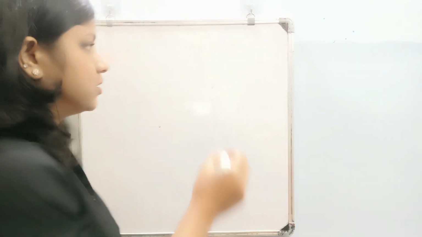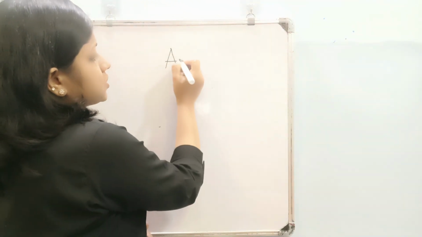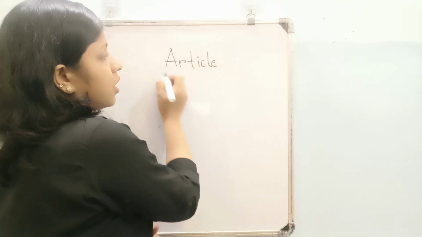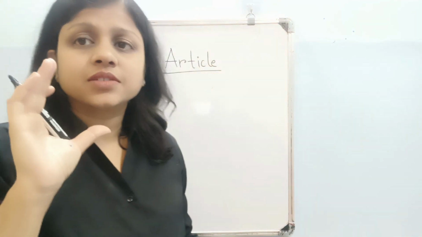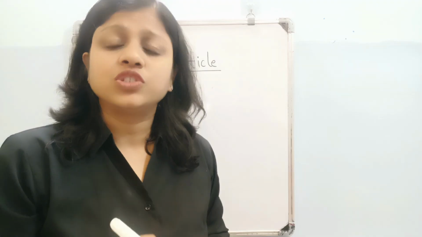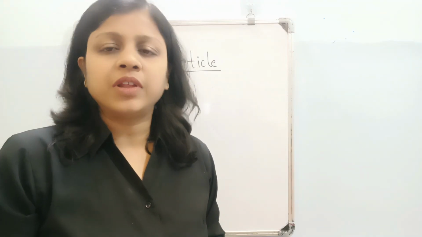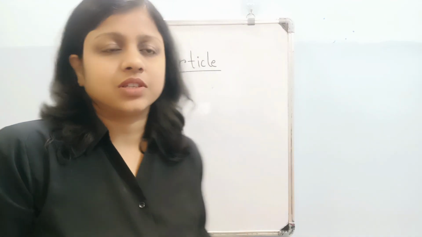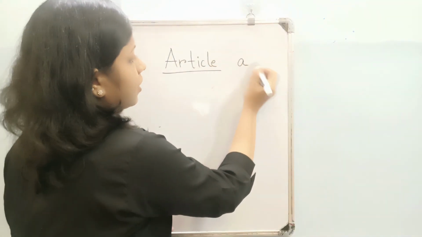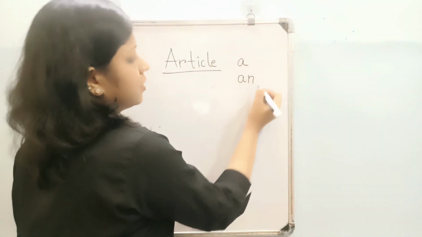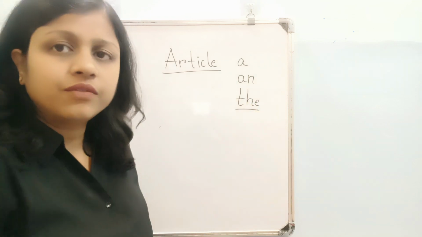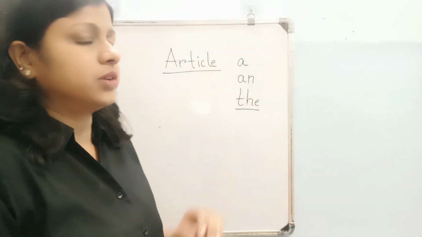Today I will teach you articles. What is an article? An article is a small word which is used before naming words or nouns. We have three articles: a, an, and the. We will understand each of them.